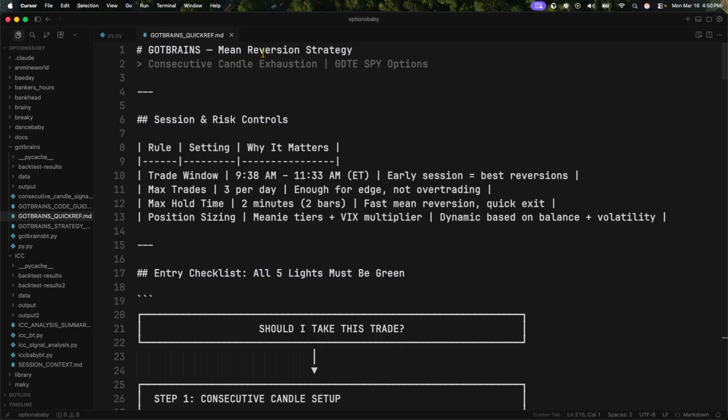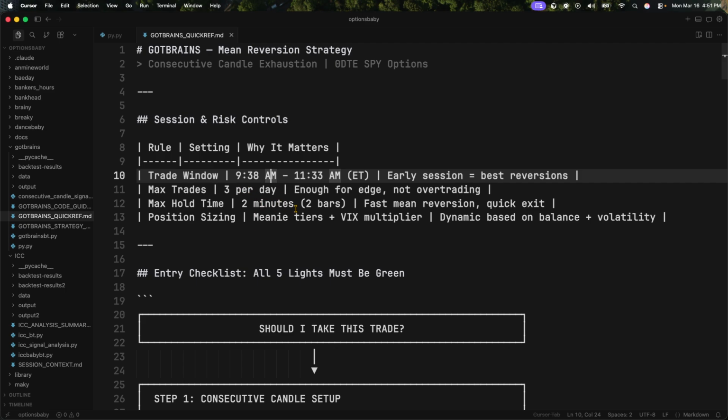So this is going to be a mean reversion strategy. I told you what mean reversion is: we're going to bet that it's going to go back to its average. This strategy is going to trade between 9:38 and 11:33. We're skipping the first 8 minutes, but within those first 8 minutes, the bot is going to figure out the opening range, understanding what the market is doing. Then it's going to hand it off to the strategy, and it's going to continue scanning. We're going to do max 3 trades per day, and the maximum hold time is going to be 2 minutes.